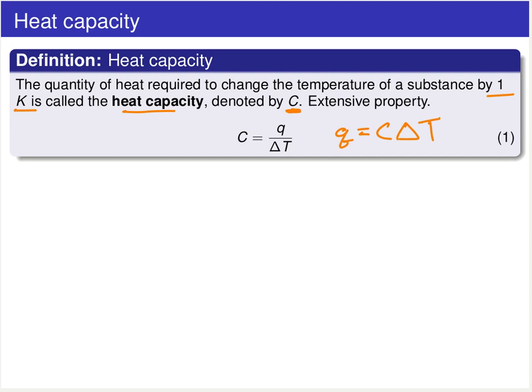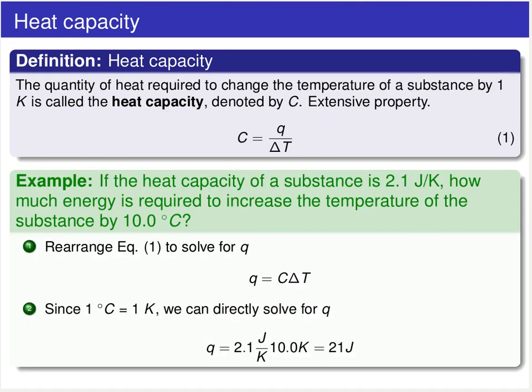Now, this is an extensive property. The more substance you have, the greater the heat capacity. In other words, if you have twice as much of the substance and you put a certain amount of energy in there, you're not going to see as significant of a change in the temperature. So let's look at an example.